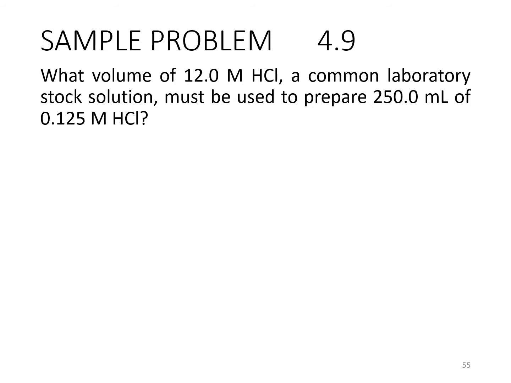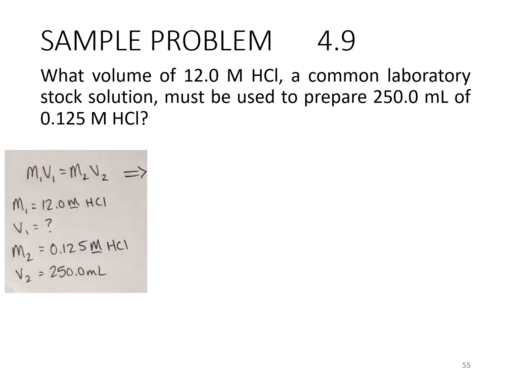It's via a dilution. So we write what we know. In this case, our M1V1 is with reference to our stock solution. So our molarity of our stock solution is 12.0 molar HCl. We're trying to find out how much volume of that stock solution we will need to use to create this other diluted hydrochloric acid solution. So our M2V2 is with reference to what we're trying to create. The molarity of the second solution is 0.125, and the volume that we are aiming for is 250 milliliters.